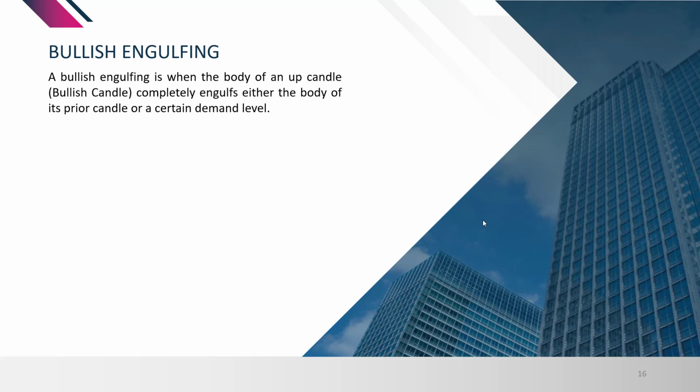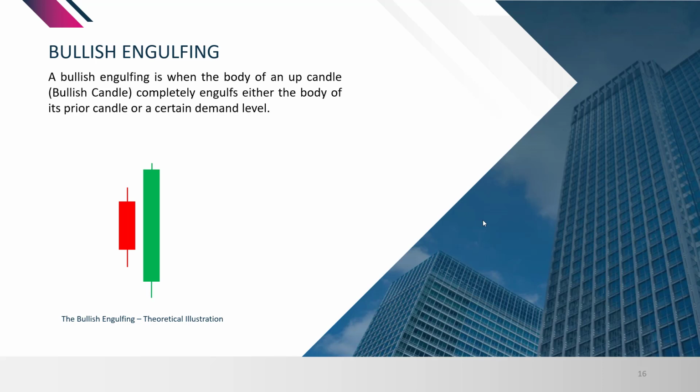Bullish engulfing is when the body of an up candle, that is a bullish candle, completely engulfs either the body of its prior candle or a certain demand or support level. That is bullish engulfing. So I'm just going to illustrate here theoretically what it looks like. So we will have a down candle, that's a bearish candle. By now you should know that. Then we get a big bodied bullish candle that pushes to the upside.